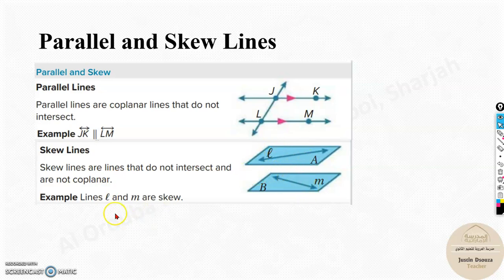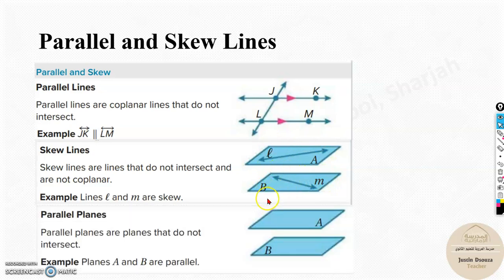So lines L and M, over here you can see L is in plane A and M is in plane B, and they are skew. Parallel planes are two planes that do not touch or intersect each other. Over here, planes A and B.